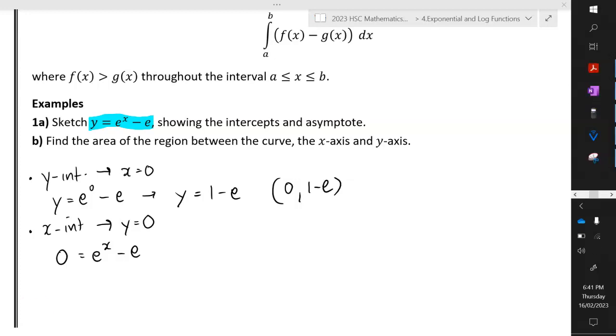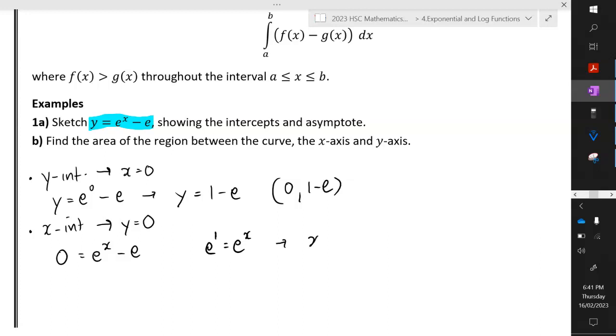Okay, so in this case, what I would do is take the e to the other side, so I add e to both sides, and I get e equals e to the x. This one's a little bit different than what we've seen. We just want to equate powers. So e here is e to the 1. So e to the 1 equals e to the x.